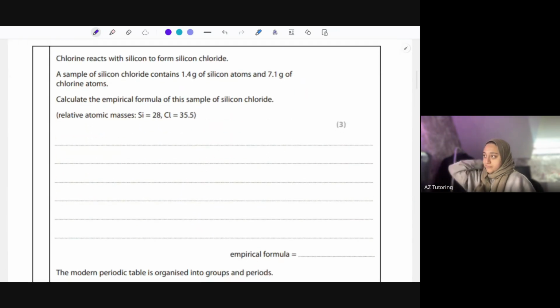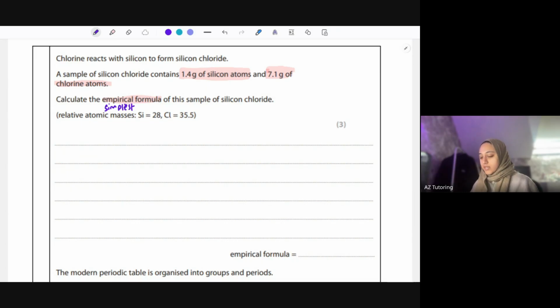Okay, so chlorine reacts with silicon to form silicon chloride. A sample of silicon chloride contains 1.4 grams of silicon atoms and 7.1 grams of chlorine atoms. Calculate the empirical formula for this sample of silicon chloride. Empirical just basically means simplest. If you ask for molecular formula, that's the actual amount of molecules that's in it. Empirical is just the simplest amount. So think about if you had a ratio, you're getting that ratio down to the simplest amount.